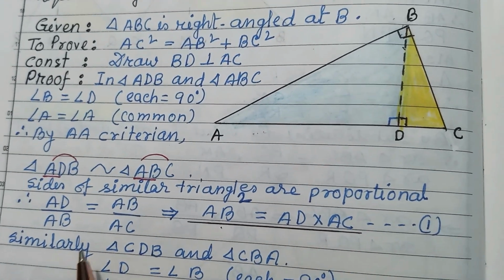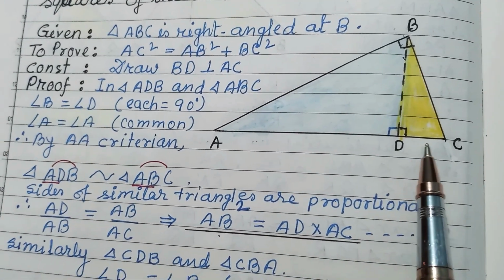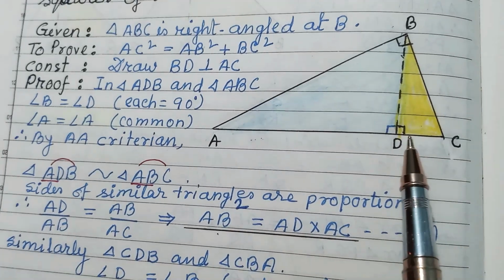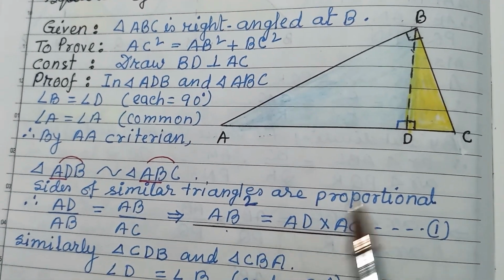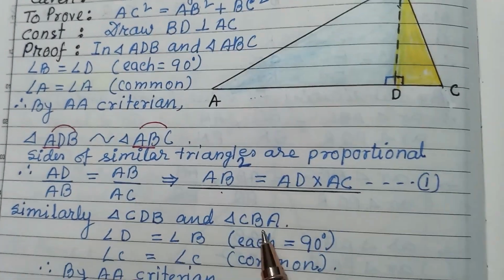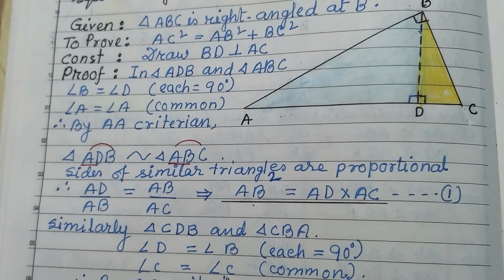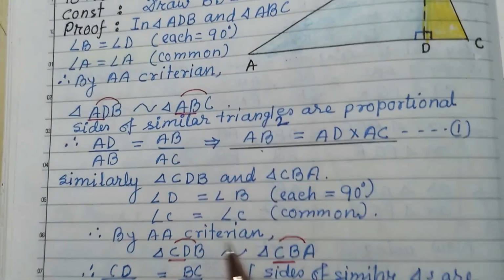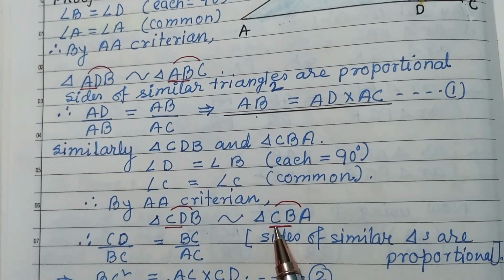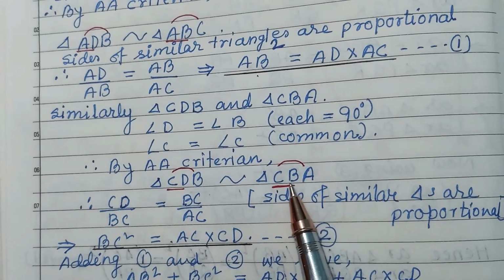Got it? Now the second relation from the yellow triangle and the whole triangle. In CDB and CBA, these two triangles, angle D is equal to angle B, both are 90 degree. Angle C is common. Therefore, by angle criterion, triangle CDB is similar to triangle CBA. Okay, these two triangles are similar.